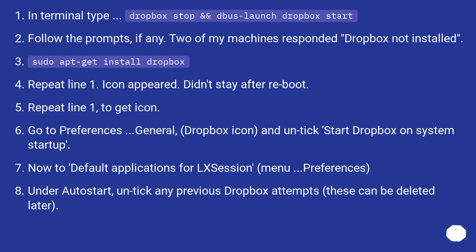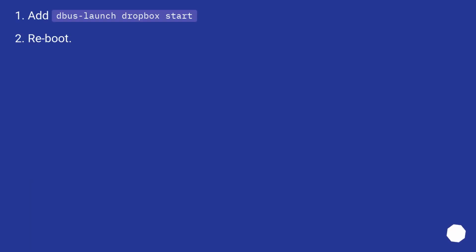Go to Preferences, General, Dropbox icon, and untick Start Dropbox on System Startup. Now go to Default Applications for LXSession, menu, Preferences. Under Autostart, untick any previous Dropbox attempts, these can be deleted later. Add dropbox start -i. Reboot.